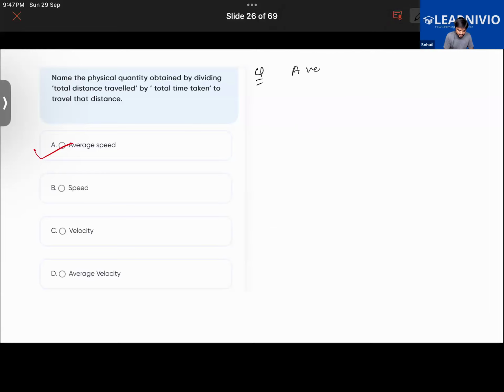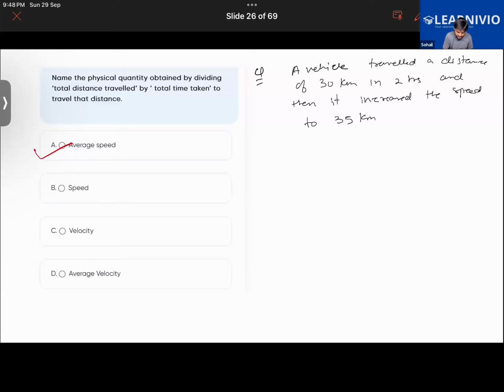Okay. The question is that a vehicle traveled a distance of 30 kilometer in 2 hours and then it increased the speed, I mean to say increased the speed, and traveled 35 kilometer in 1.5 hour. Calculate the average speed. You guys understood what you have to do?